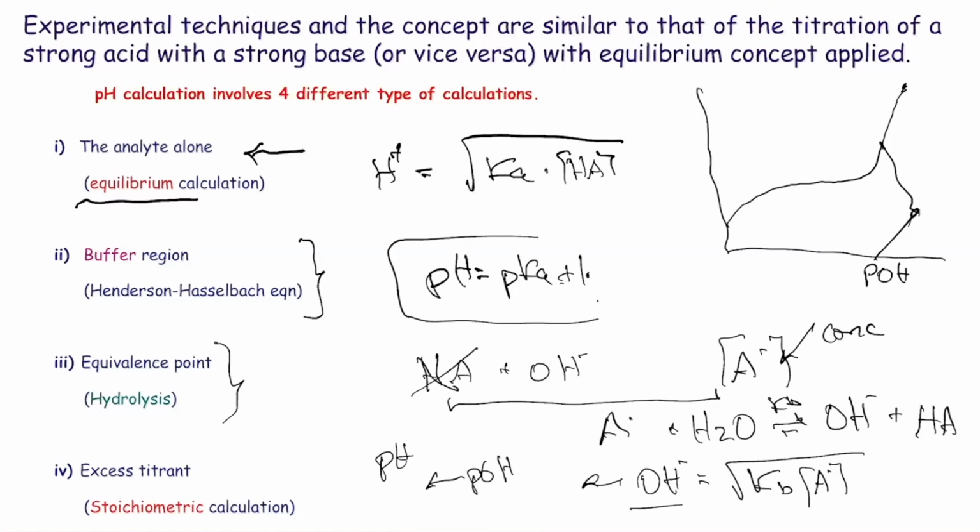You're going to calculate the hydroxide ion concentration with that, but you want the pH. So calculate the pOH and then use pH plus pOH equals pKw. Okay. Then we get this right here.